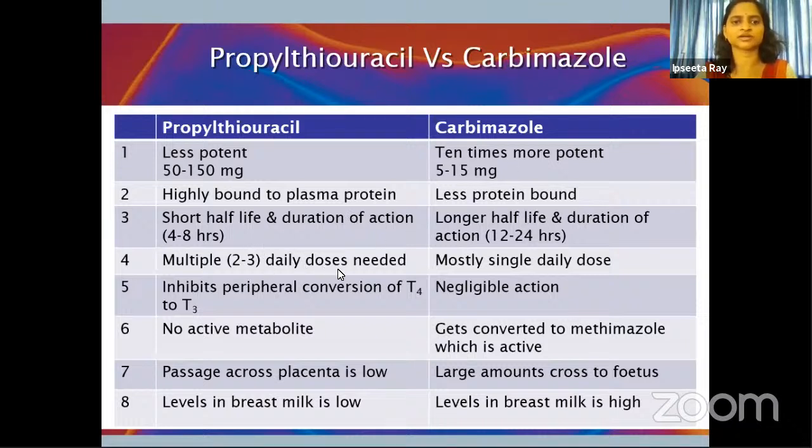Multiple doses are required compared to carbimazole, which is given OD, so longer duration. Propylthiouracil has an additional property: it inhibits the peripheral conversion of T4 into T3, whereas carbimazole does not have this property. Propylthiouracil has no active metabolite, whereas carbimazole gets converted to methimazole. As we discussed, propylthiouracil is safe in pregnancy, whereas carbimazole cannot be given. It is also not secreted in the milk, so breastfeeding mothers can also use propylthiouracil.